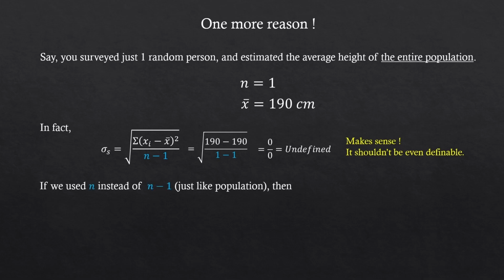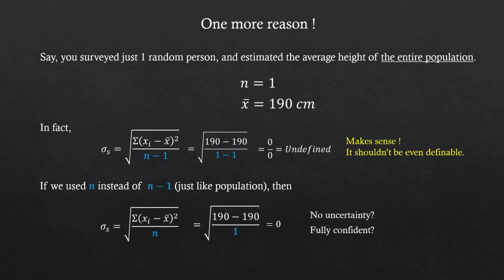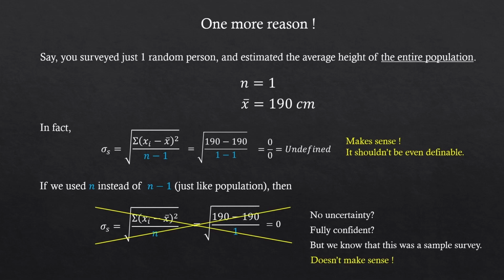So what if we used n instead of n-1, just like the population statistics? Then this will be 190 minus 190 over 1, which will give 0. A standard deviation of 0 means no uncertainty. So this means we are fully confident? But we know that this was a sample survey. How can you be 100% confident that the average height of the entire population is 190 centimeters? This doesn't make sense. So even mathematically, n-1 makes much more sense.